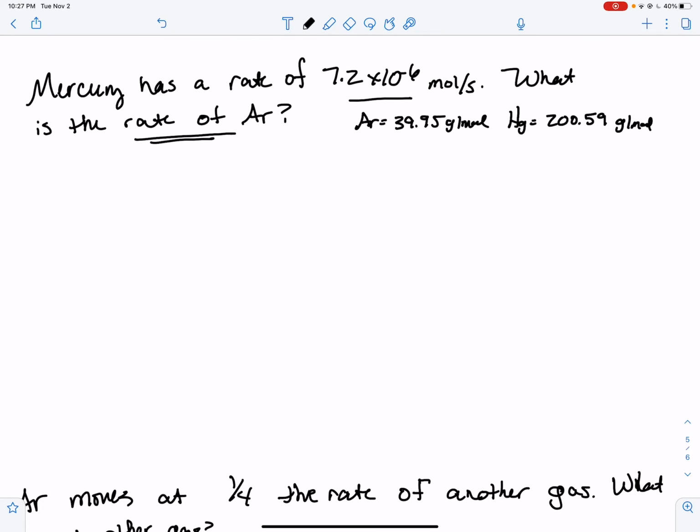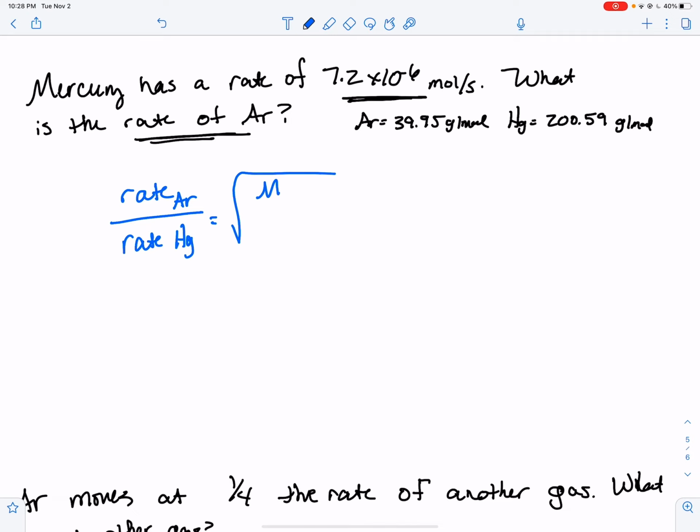So mercury has this rate right here. What is the rate of argon? We want to set it up so that our unknown is in the numerator. So rate of argon over the rate of what we know, that's the mercury, square root of, and these are flipped, so molar mass of mercury over molar mass of argon.